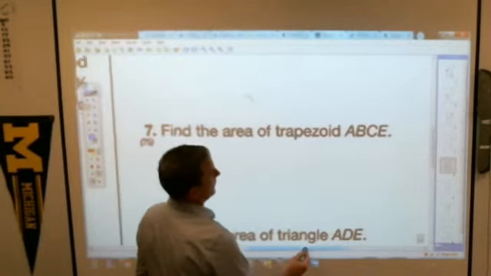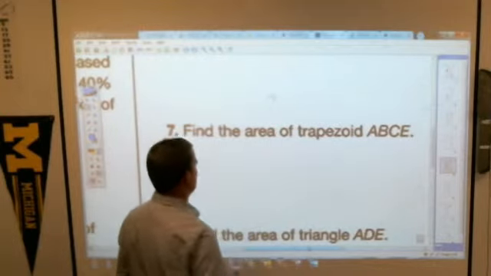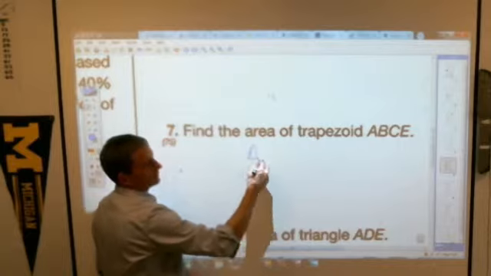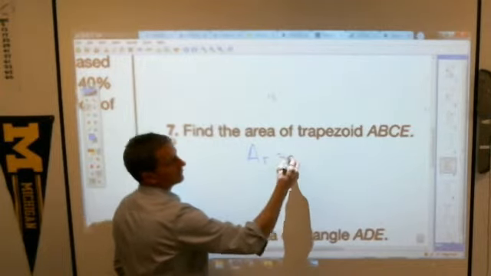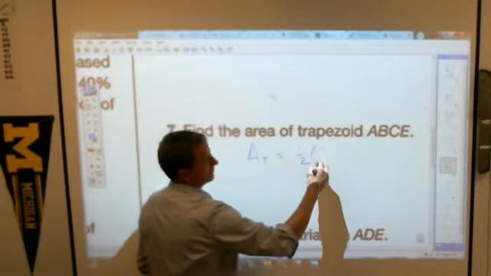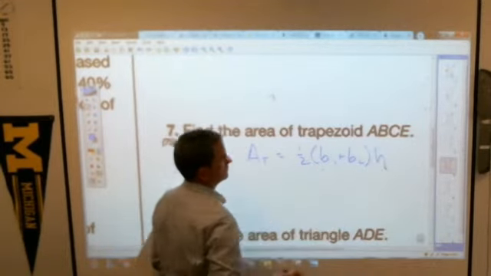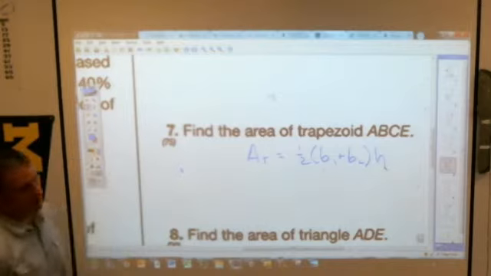Oh, find the area of a trapezoid. Well, that would mean I'd write down the area of a trapezoid, which is? Area equals half h times b1 plus b2. We have that written down?